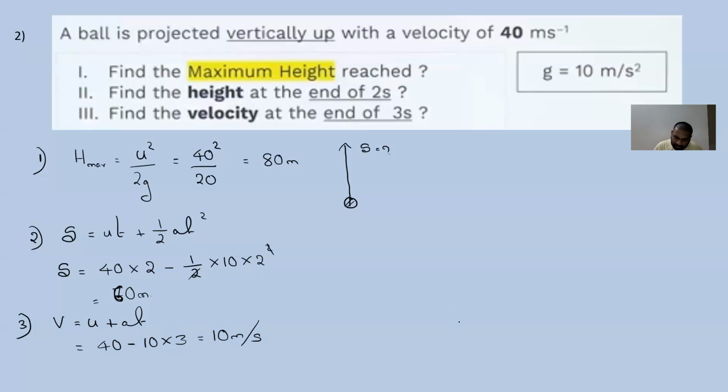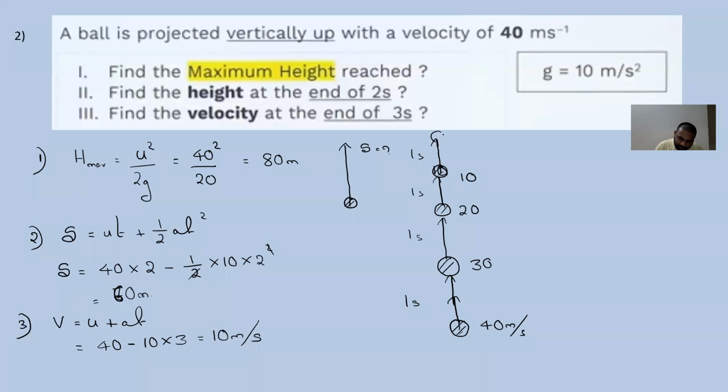The other way, if we see, if this is projected with the velocity 40 meter per second, then after 1 second its velocity will become 30. Again, after 1 second, its velocity will become 20. Then after 1 second, its velocity will become 10. Then after 1 second, its velocity will become 0. So 1, 2, 3, 4.